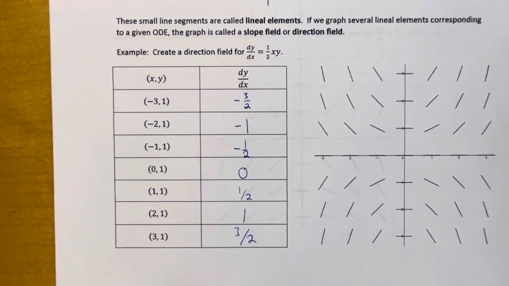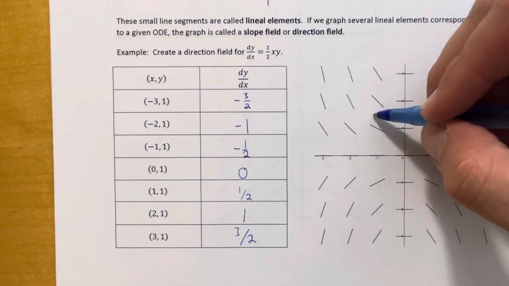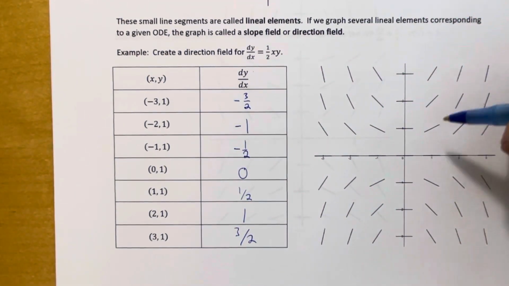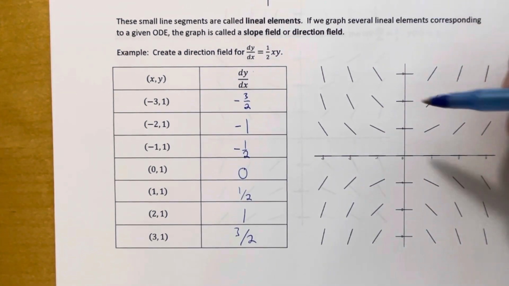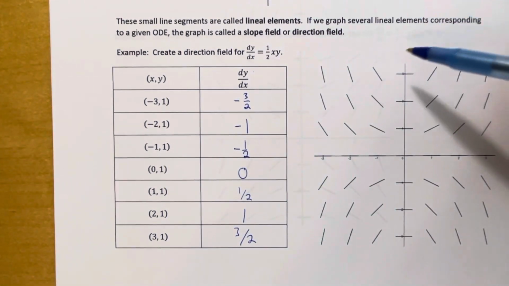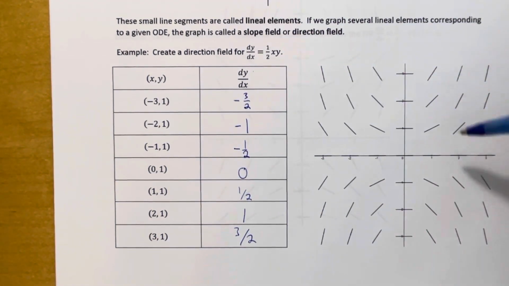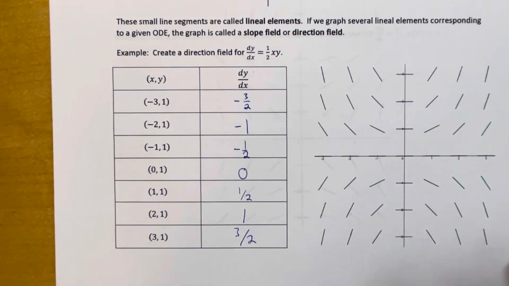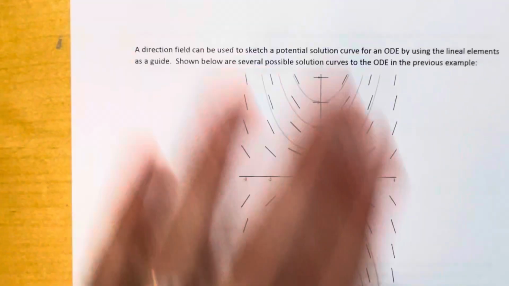But one thing I do want to point out is that this is not complete by any means. There are points all throughout here that I didn't select, maybe like 0.5, 0.25 or something like that, where I could also find the slopes. The point of this is not to be complete. It's just to give you some representative lineal elements so that you can work with that. Okay, so let's move on to this page.